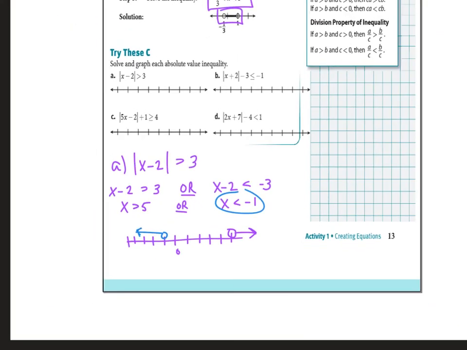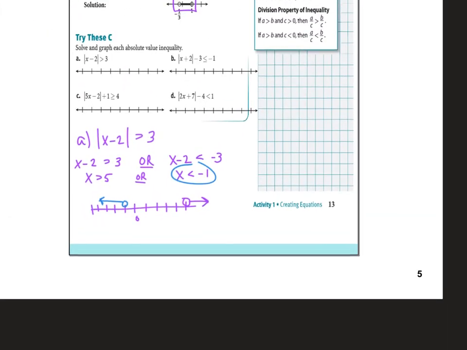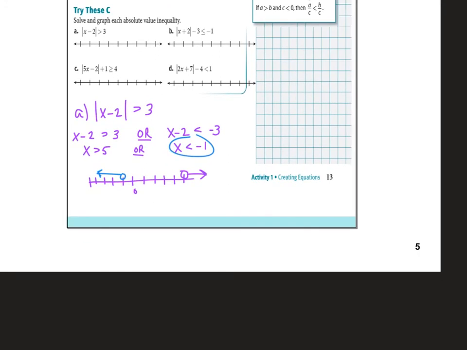Okay, let's try and do one last one. Let's look at example B, which states the absolute value of x plus 2, we got a -3 sitting out there, is less than or equal to, right? There's the difference, the "or equal," you've got the half equal sign underneath there, -1.